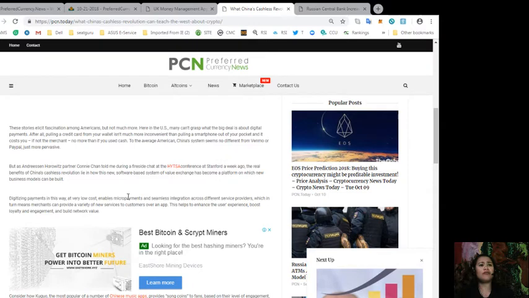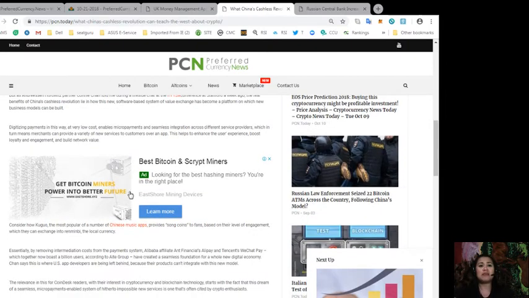But as Andreessen Horowitz partner Connie Chan told CoinDesk during a fireside chat at a conference at Stanford a week ago, the real benefits of China's cashless revolution lie in how this new software-based system of value exchange has become a platform on which business models can be built. Digitizing payments in this way at a very low cost enables micropayments and seamless integration across different service providers, which in turn means merchants can provide a variety of new services to customers over an app. Now, this helps to enhance the user's experience, boost loyalty and engagement, and build network value.